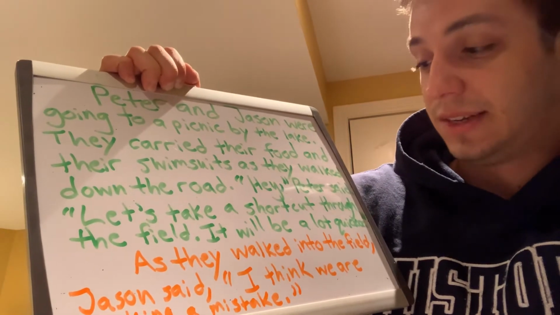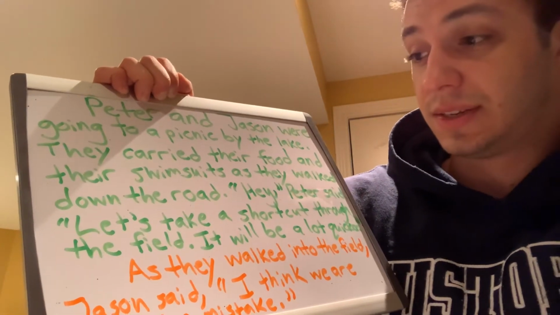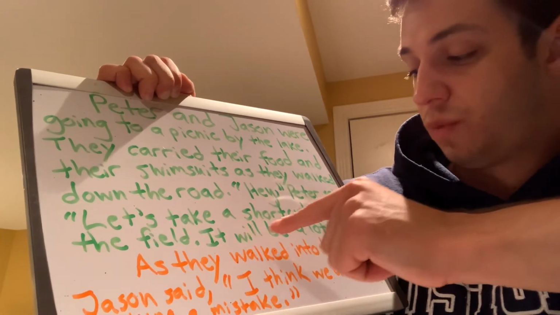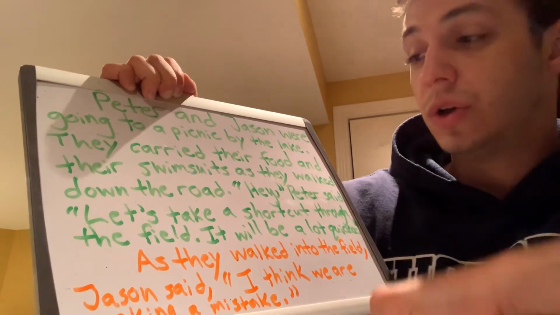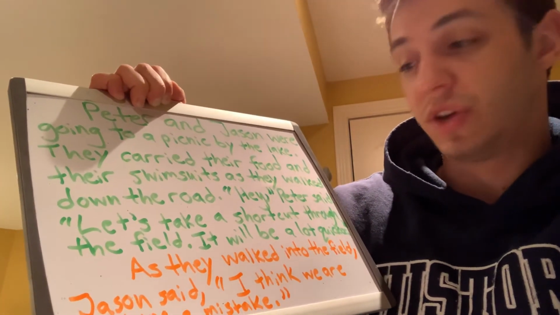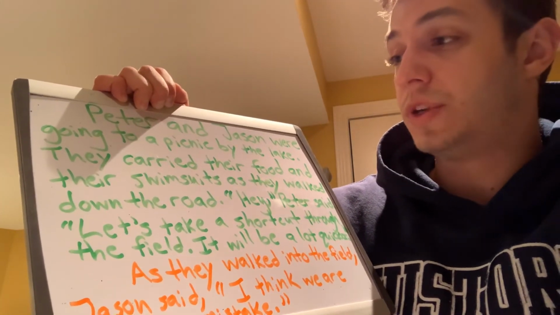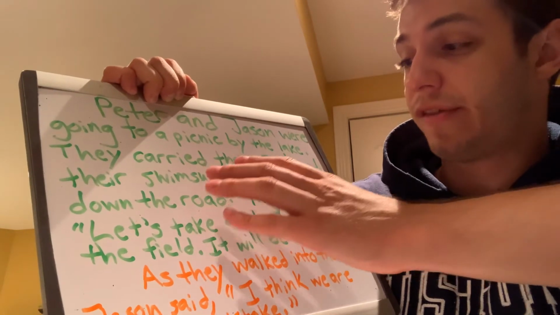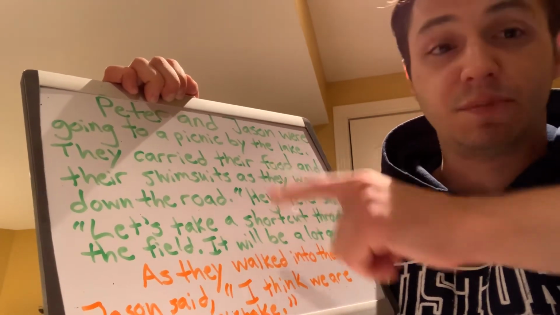The next two sentences say, let's take a shortcut through the field. It will be a lot quicker. Those two sentences are also exact words that Peter said. That's why we don't have to start a new paragraph.